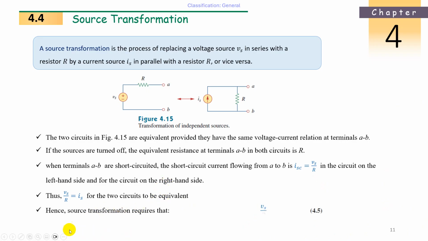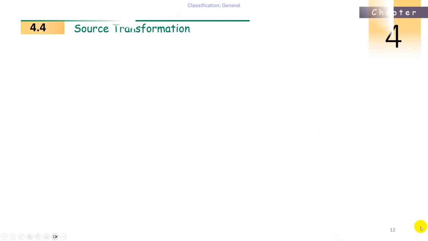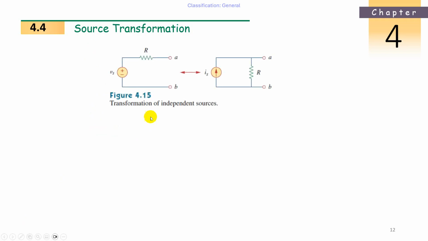Okay. So source transformation requires that, by Ohm's law, IS is equal to Vs by R. This you have to remember. Now we have two examples, then we can practice. Now let us take Vs and R the same.